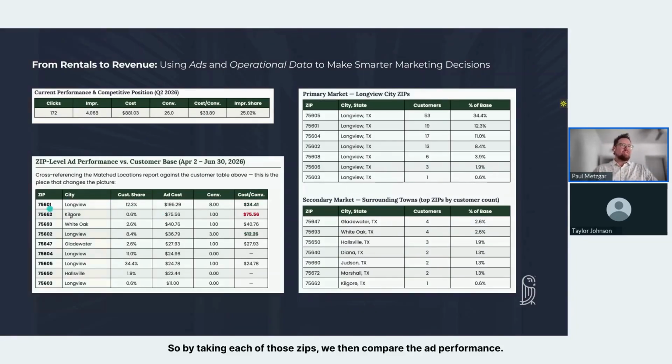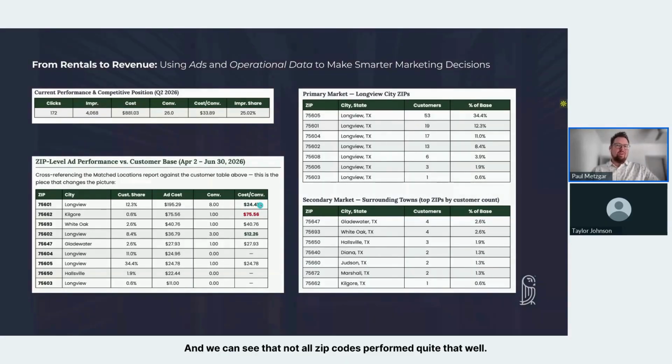So by taking each of those zips, we then compare the ad performance. So Google Ads will show us where those ads are being shown, what zip codes we've targeted, as well as any spillover, and it will tell us how much we've spent. So this was a Q2 review, and we saw this Longview 601 matching this Longview 601 being the primary place that we spent ads. So $195 of our ad spend. And of that, we had 8 conversions. So we had a total of $24.41 per conversion.